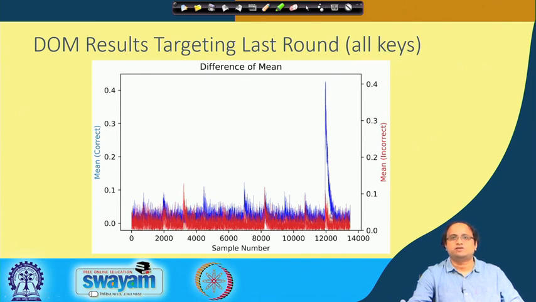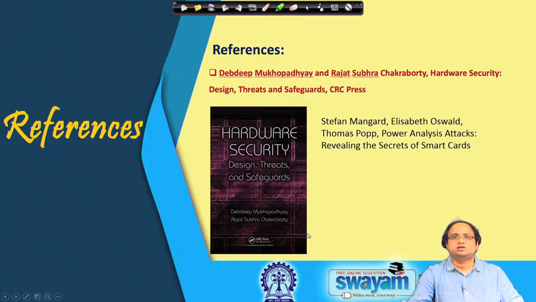So, this roughly corresponds to the last part of your cipher, where you are doing the last round of your encryption. So, this is the reference that we have followed. Of course, we have followed our standard textbook, but this is also another very nice textbook which you can refer to. It is written by Stefan Mangard, Elisabeth Oswald, Thomas Popp. It is called Power Analysis Attacks: Revealing the Secrets of Smart Cards. This is published by Springer.